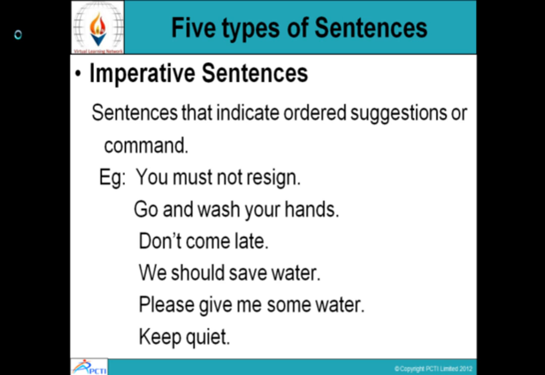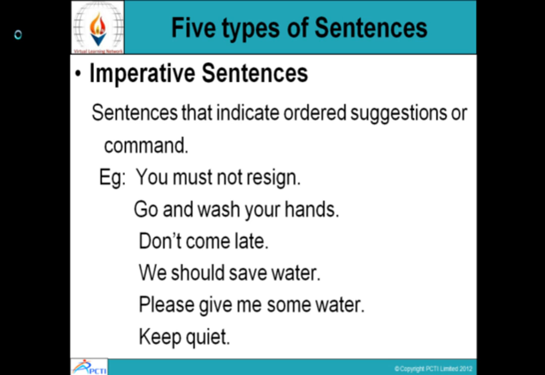Some sentences indicate suggestions or command or orders, and these sentences are called imperative sentences. For example, you must not resign. Go and wash your hands. Don't come late. You must not resign. Here you will see we have used a helping verb, must. These are special kinds of verbs which we will explain later. So words like must and should are used in giving commands. So you must not resign. Go and wash your hands is just a command or an instruction.